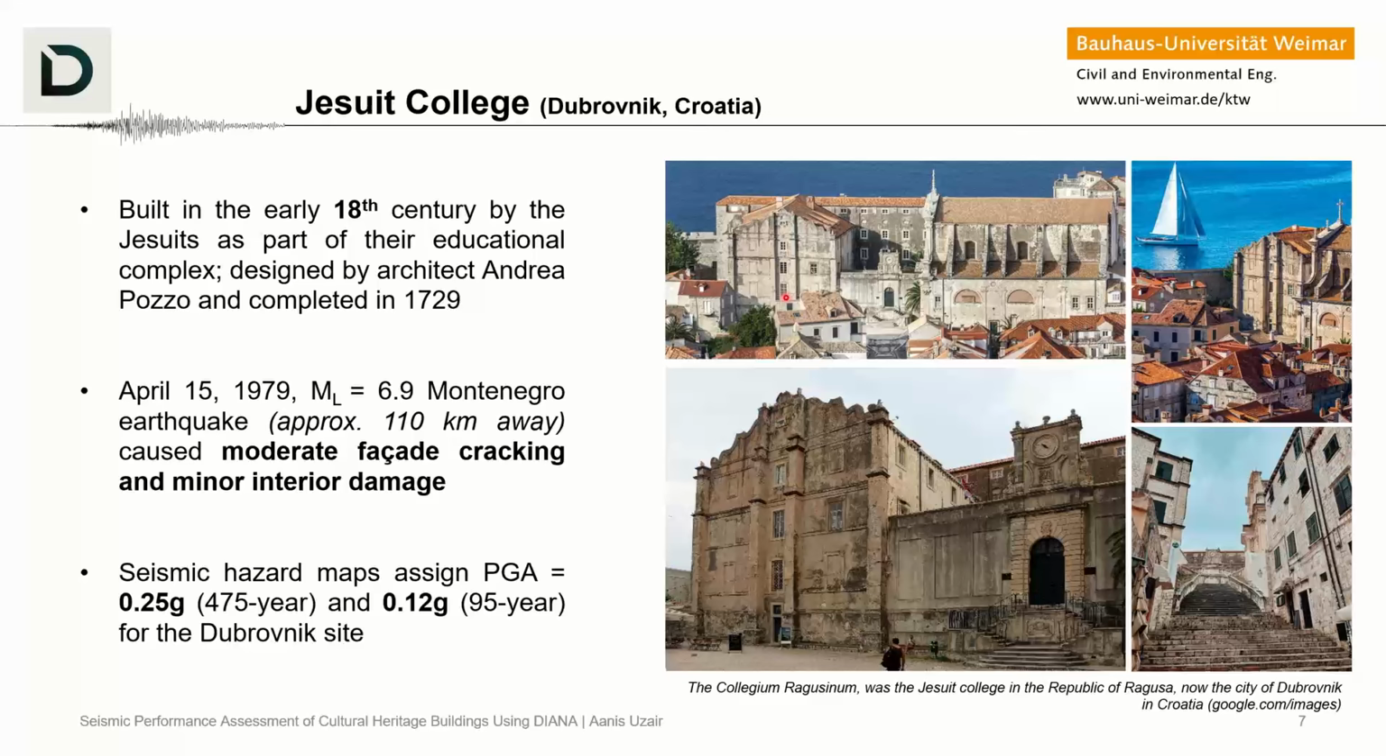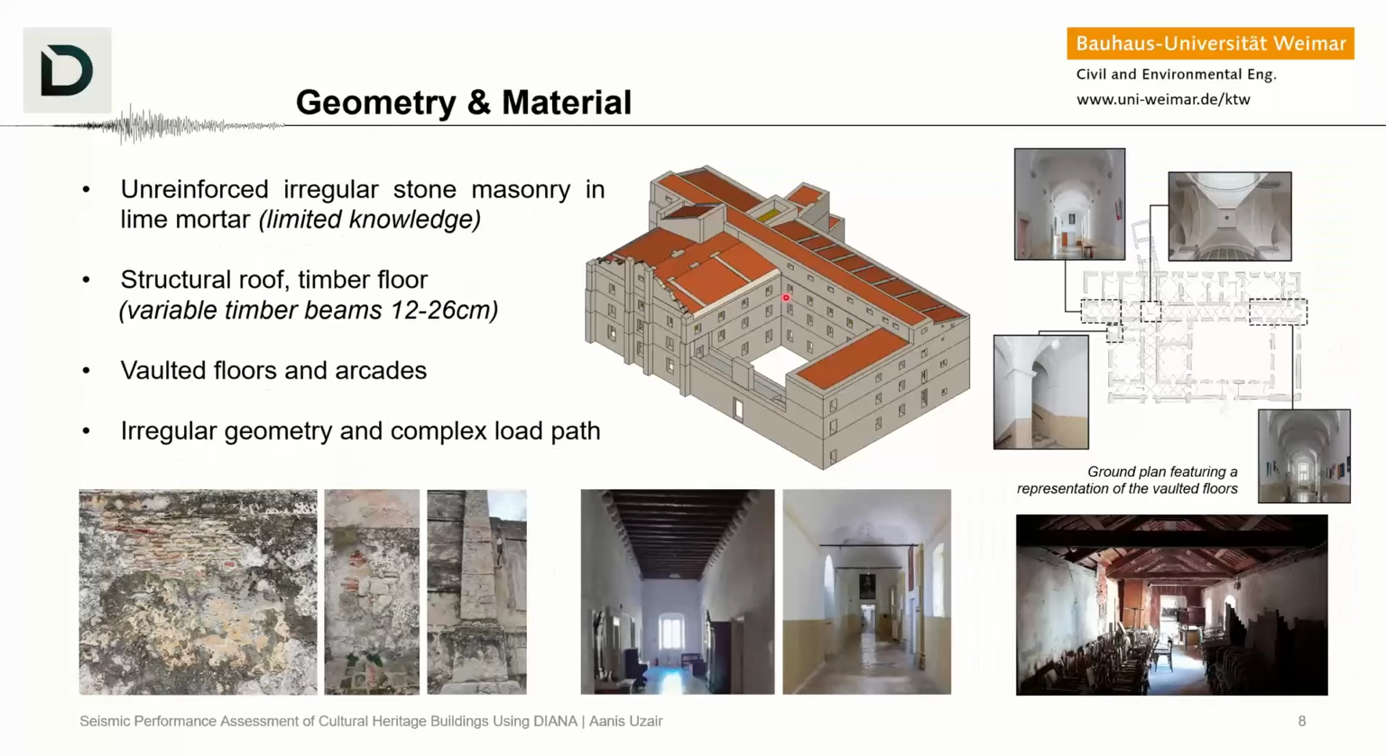Now, the seismic hazard map indicates a ground acceleration of 0.25 g for a 475-year return period at the site. And this is the information we will use for our response spectrum analysis. Now, the model is constructed geometrically using the information from the structural drawings like this.